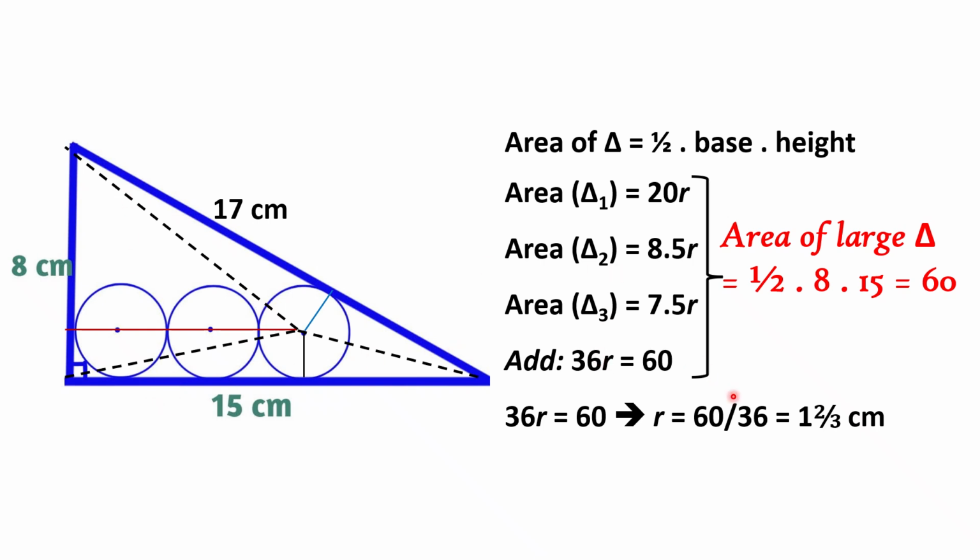So r will be 60 divided by 36, giving you 1 whole 2 by 3 centimeters, or 1.666 recurring centimeters. Because when you add, the total is 36r, which is equal to the area of the right angle triangle, that is 60. So 36r equals 60. So r equals 5 by 3, or 1 whole 2 by 3 centimeters.